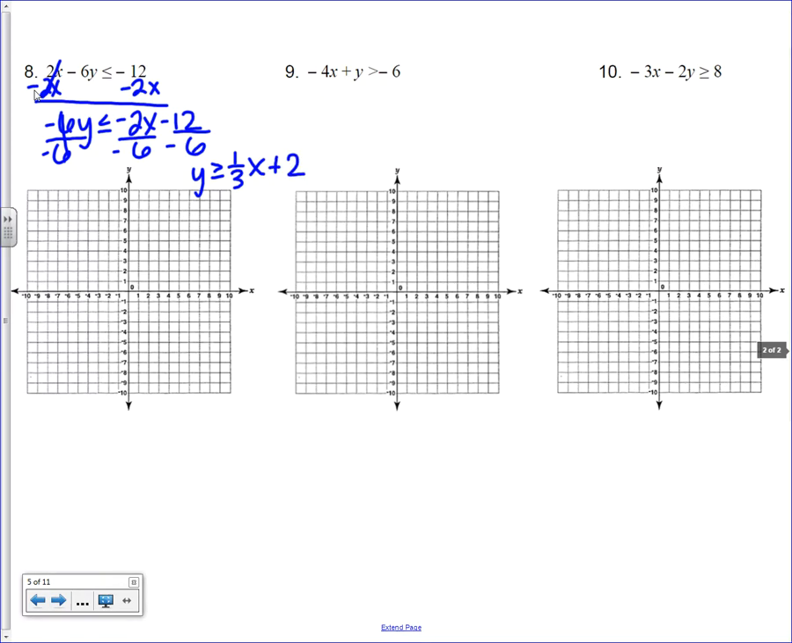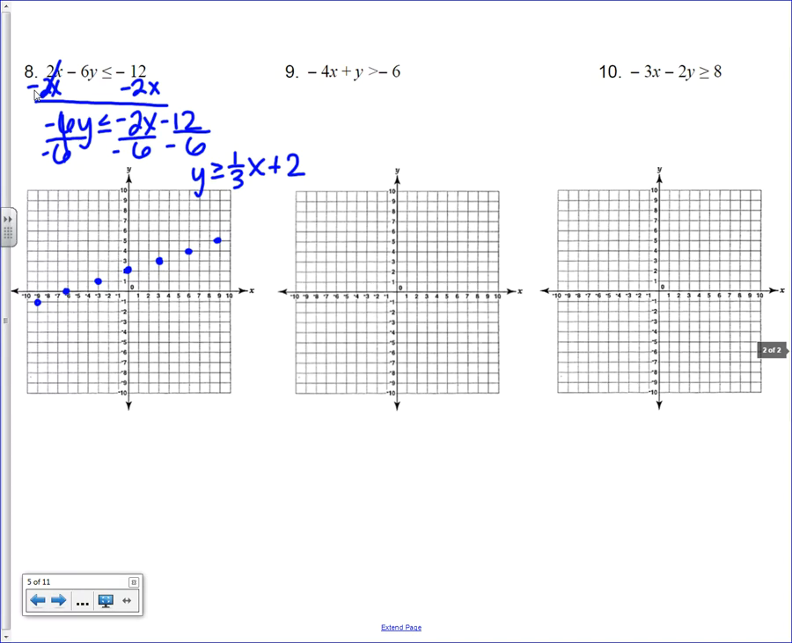Where do I start? 2. You always start at the y-intercept. That's the b that's on the end. Where do I go? Up 1 to the right 3. And then you go down 1 and back 3. And this one's not too bad. You don't have too many points on there. This is doable.